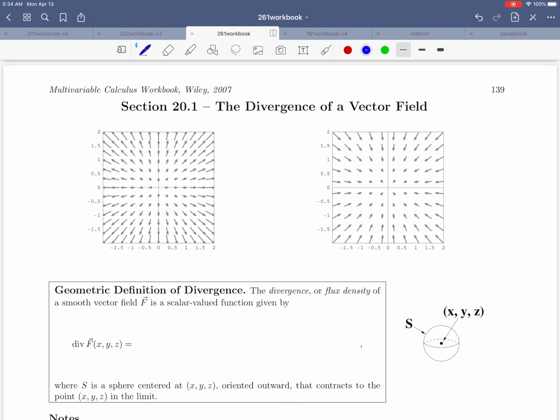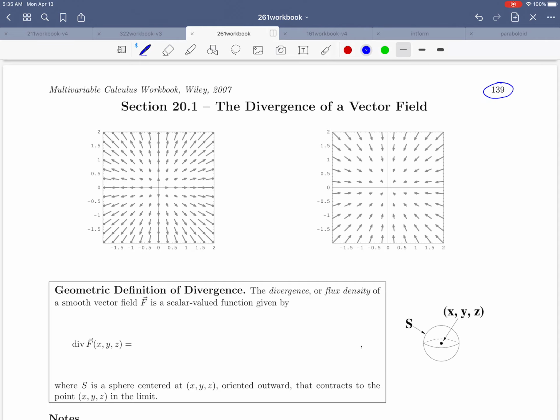Hello everybody, and welcome to page 139 of the workbook. This is the beginning of section 20.1, and chapter 20 is the last chapter of your course. The theme of this chapter is to introduce two of the big theorems of multivariable calculus. One is called the divergence theorem, and the other is called Stokes' theorem.